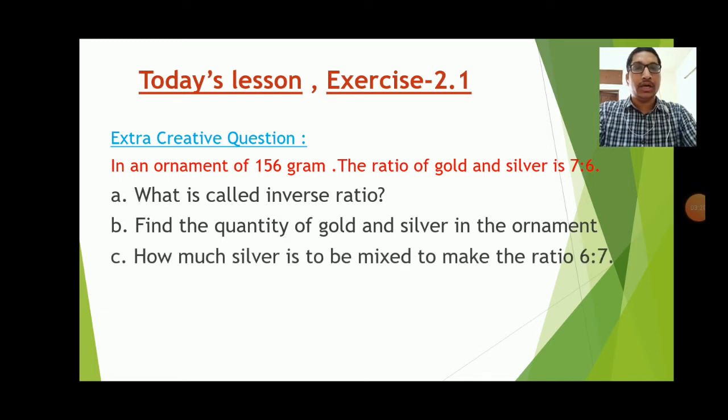Question number C, how much silver is to be mixed to make the ratio 6:7? That means here if we want to make the ratio 6:7, then how much silver is to be mixed, here we have to find out this unknown quantity.